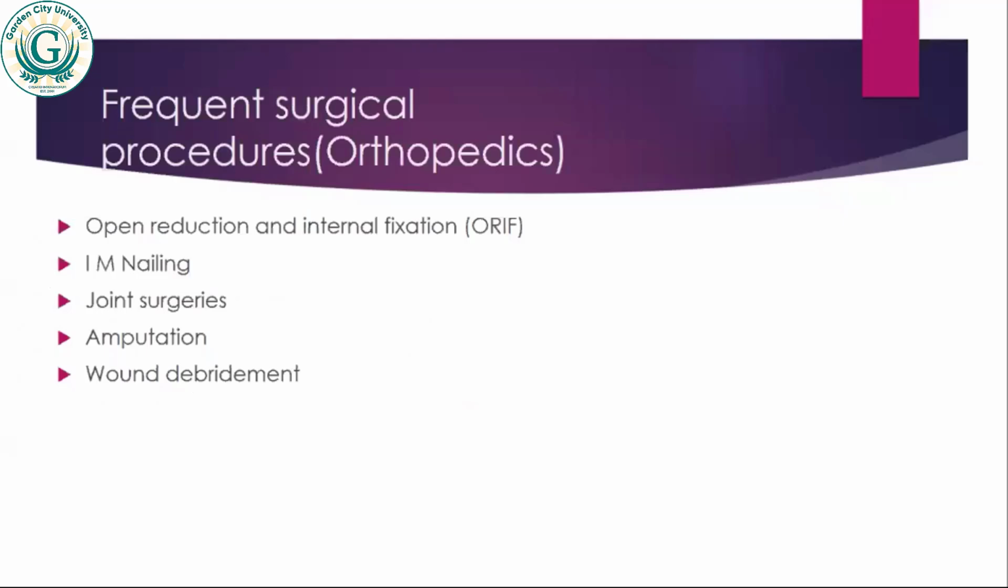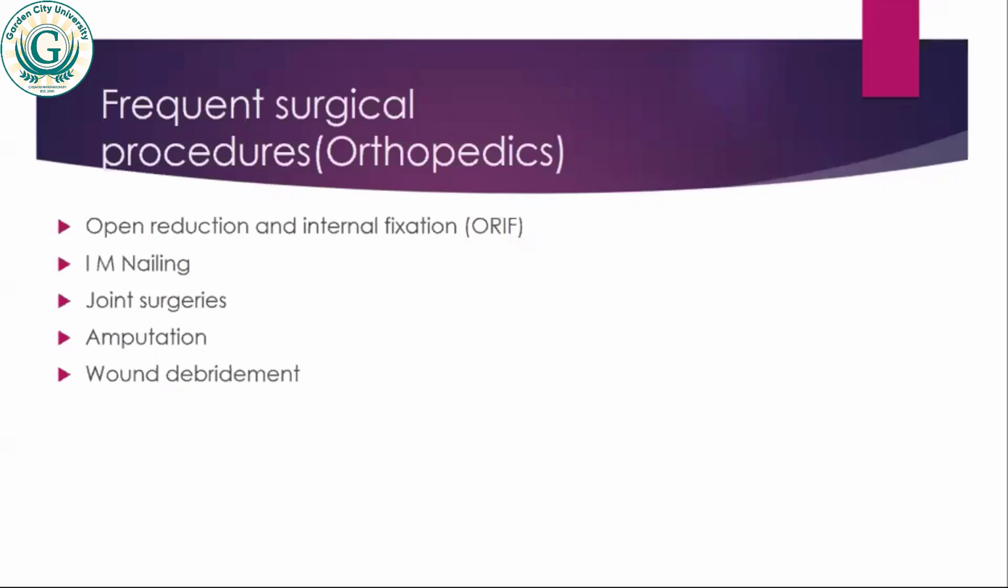Frequent surgical procedures. We have the ORIF, open reduction and internal fixation. You see, they would want to do open reduction, which is more surgical, right? So they open up, and if they have to reduce it in fractures, we'll do that. We will reduce it, put the bone in correct alignment, and then they put in an implant, a plate or a nail, right?